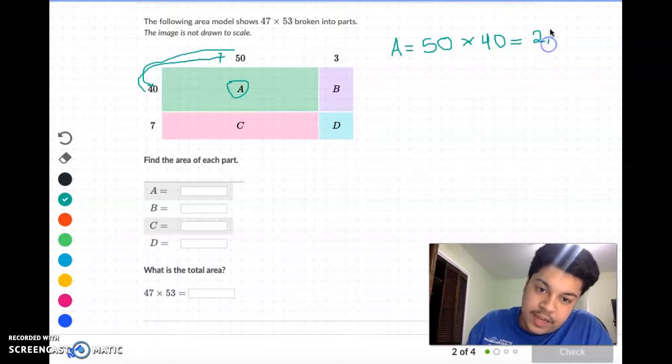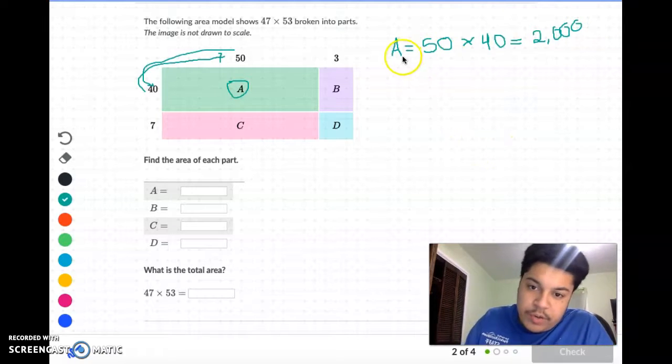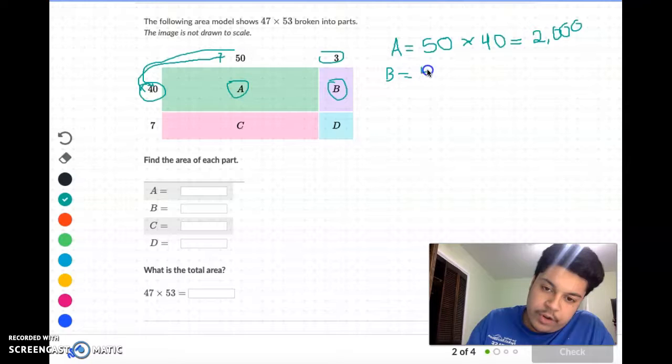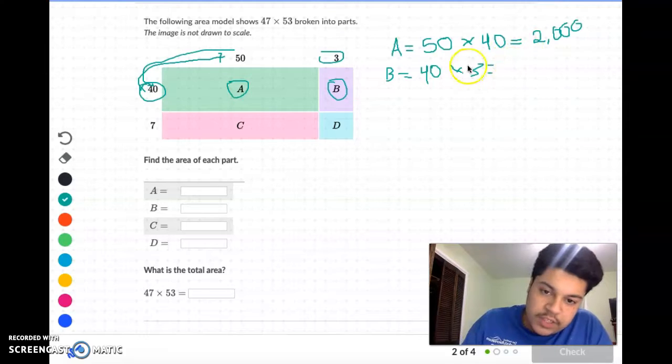Let's write this down, because we're going to add up A, B, C, and D all together to find the answer. So we know that A is 2000. Now let's find B. To find B, you multiply 40 times 3. So B is equal to 40 times 3, which is 120.